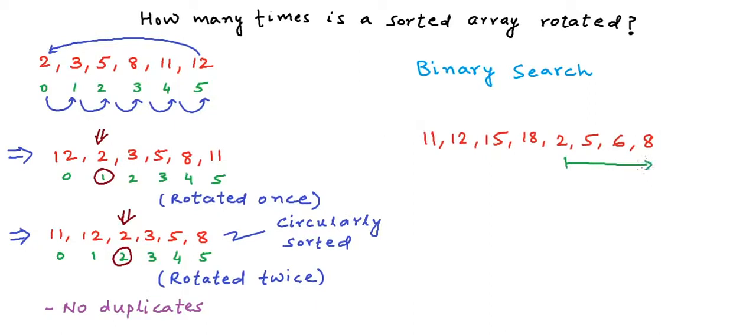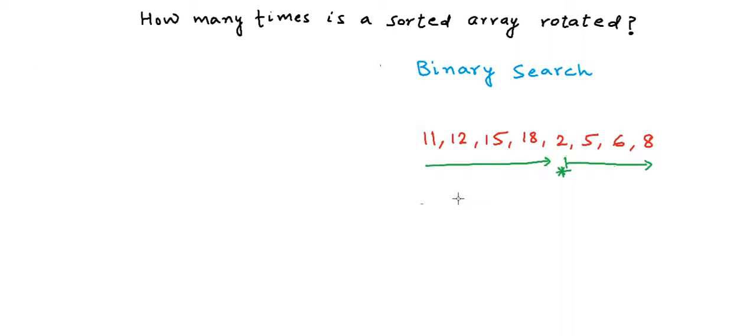Now in a circularly sorted list like this, our problem is to find out the first element of the sorted sequence. This particular element is kind of the pivot or the junction in the circularly sorted array. So now we will use a variation of binary search to find out this pivot element, which is also the minimum element in the array.